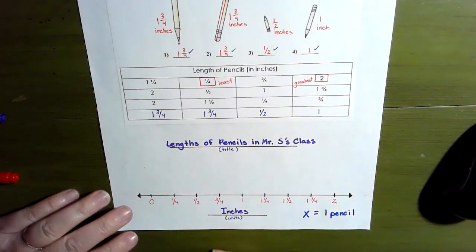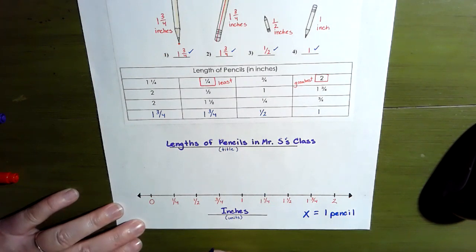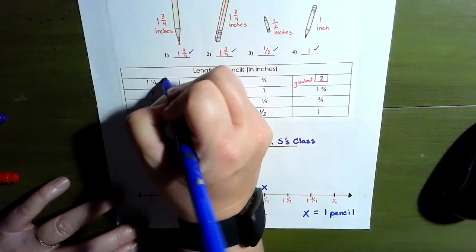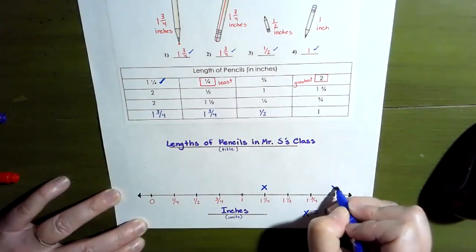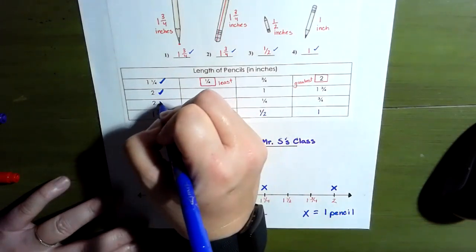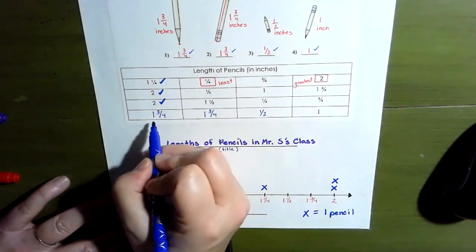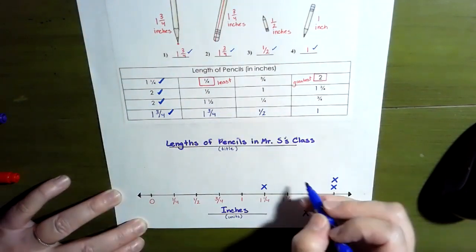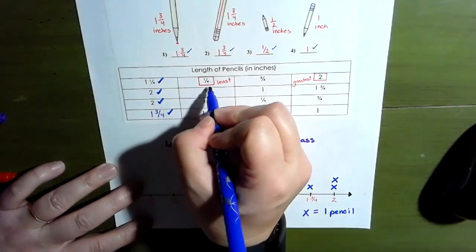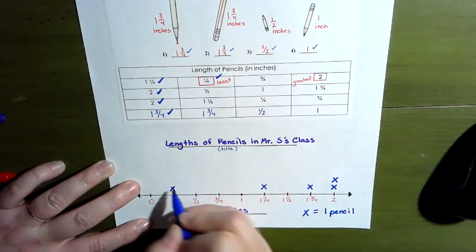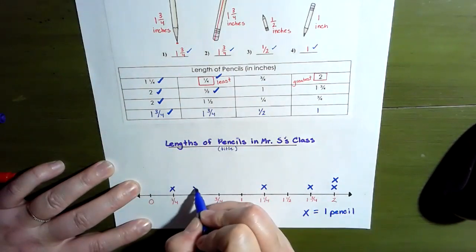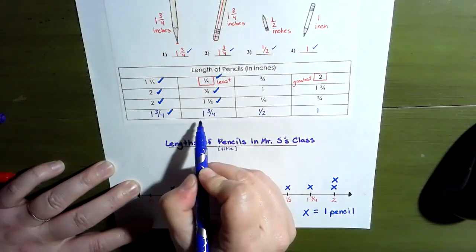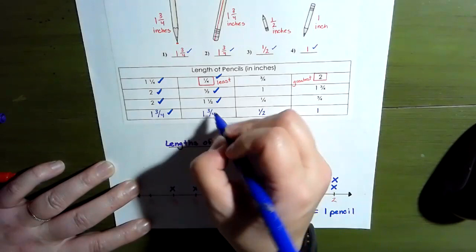Let's go ahead and record our data. We want to keep track of our data by checking things off. 1/4. Place the X, check it off. 2. 2 again. This is one that we had to measure and add, 1 3/4. 1/4. 1/2. 1 1/2. Another one of our measurements, 1 3/4.